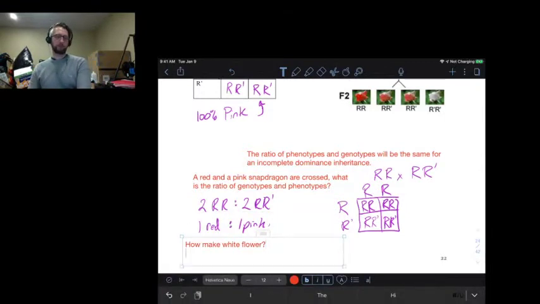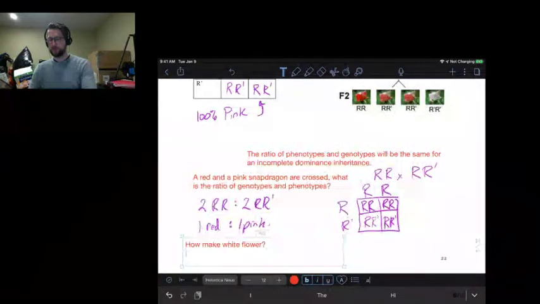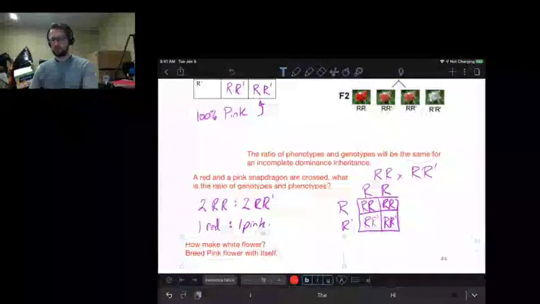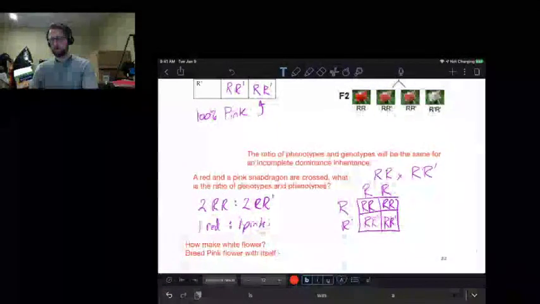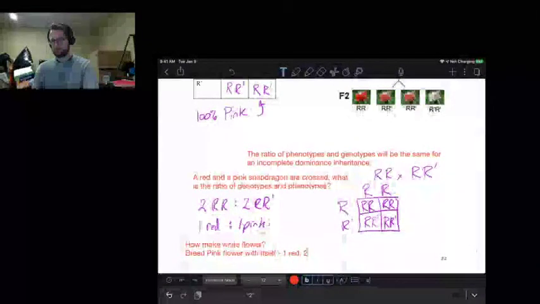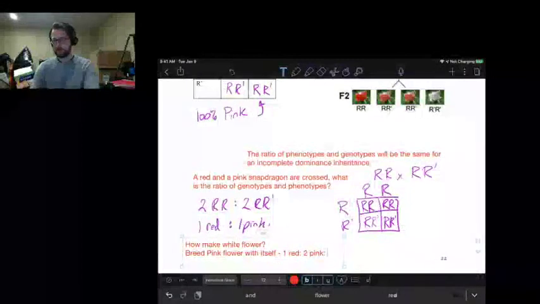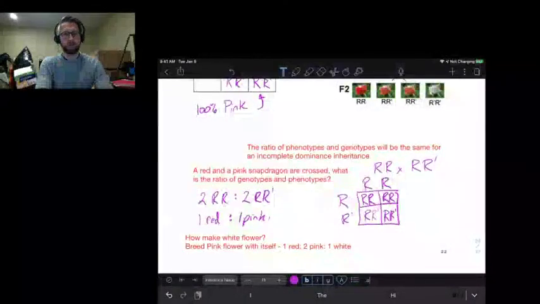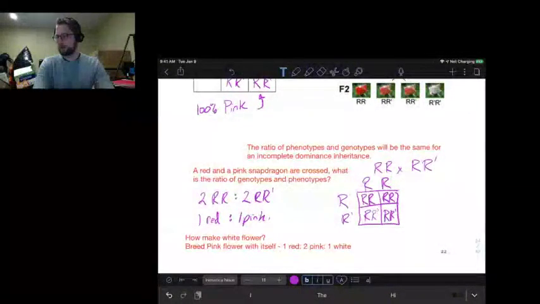Well, this is a little bit tricky because we are talking about plants and people might have their mind set on animals. With plants, you do have an option of self-pollinating. So you could breed a pink flower with itself. And the result would be 1 red to 2 pink to 1 white. Then you could have a white flower, and you could breed the white flower by itself, and you would get all white flowers from that point on. So that would be a tricky question.